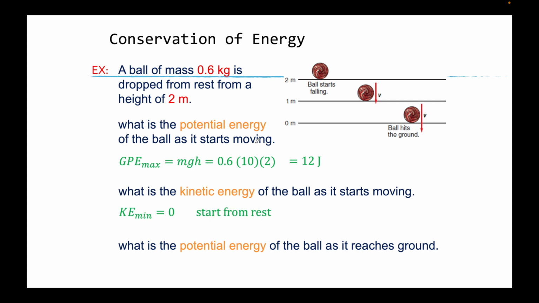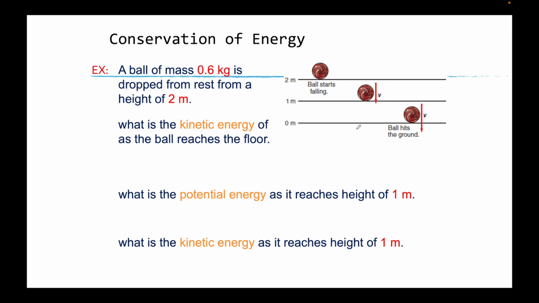As the ball hits the ground, the potential energy has dropped because it's going down to 0. All of that potential energy becomes kinetic energy. So KE max equals GPE, again EK, EP, doesn't matter. This is mgh: 0.6 times 10 times 2, 12 joules. So the potential energy here was 12 joules, and this all became kinetic energy, 12 joules.